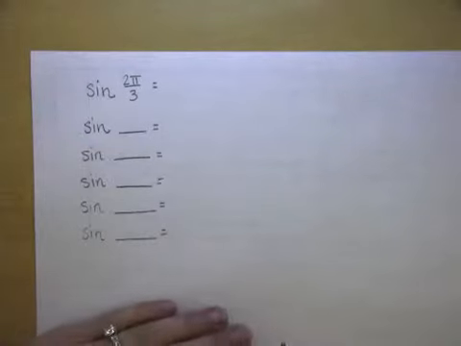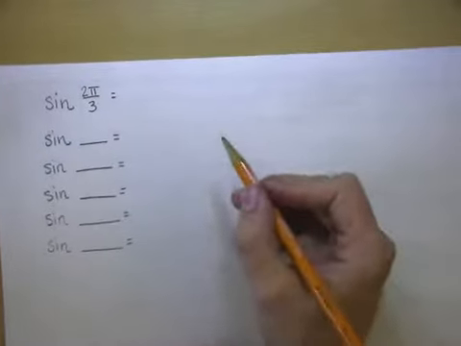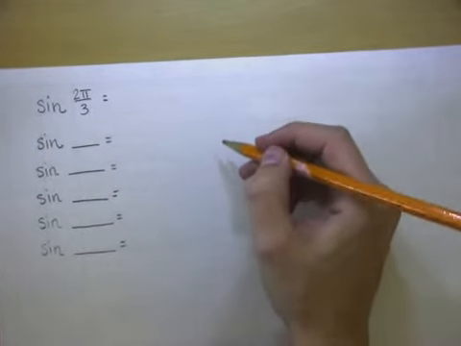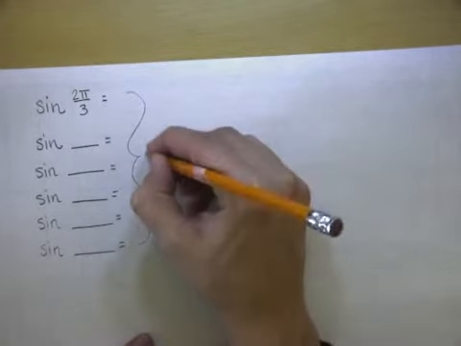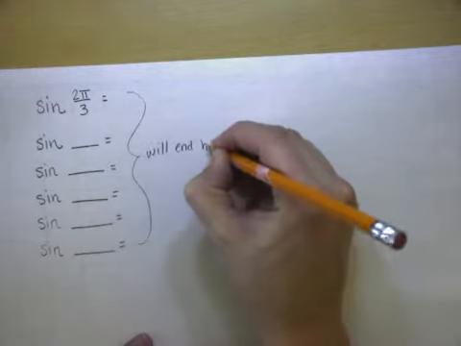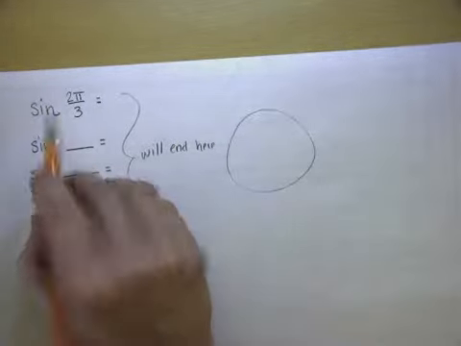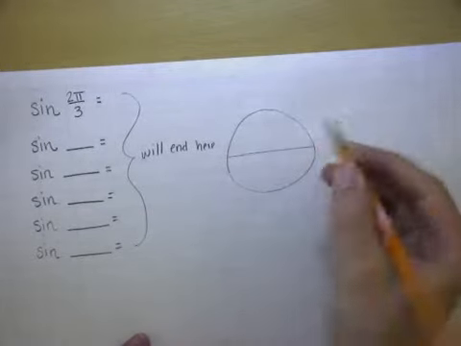So first, coterminal with 2 pi over 3, we need to draw a picture of where 2 pi over 3 ends. Okay? So all of these will end here. Now the nice thing is, the fact that it's already in radians tells me that I'm going through 2/3 of pi. So there's pi.